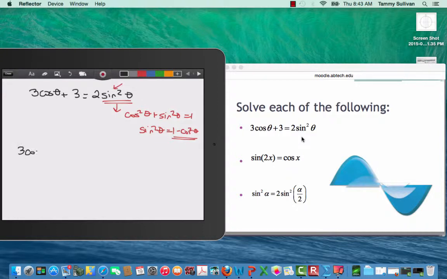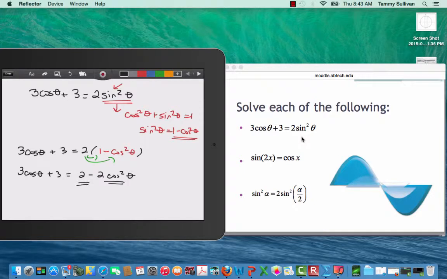So I have 3 cosine theta plus 3 equal to 2. Replace that with the trig identity. Now I'm going to use the distributive property and reduce this algebraically. So I have 2 minus 2 cosine squared theta. So now this looks quadratic in nature.